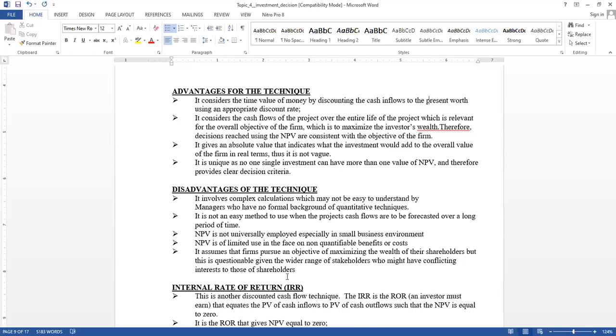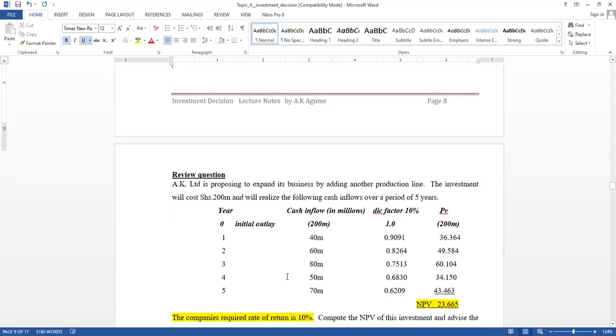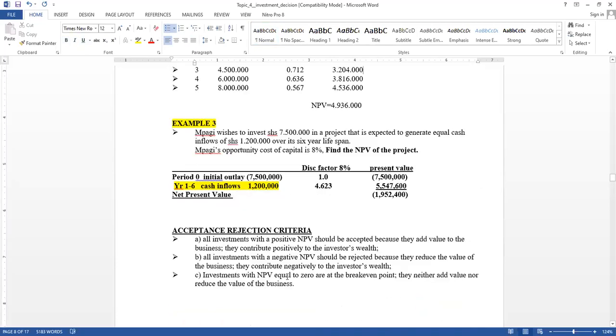Okay, so that is net present value. Remember from the beginning, we said that we have methods that consider time value of money, and those that do not consider time value of money. And NPV is one of the discounted cash flow techniques.